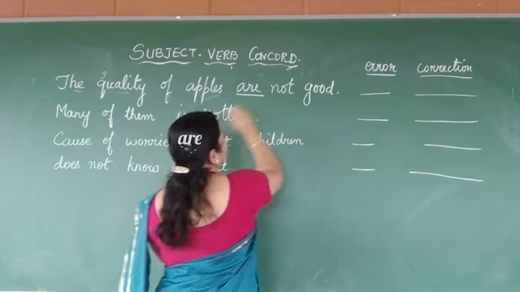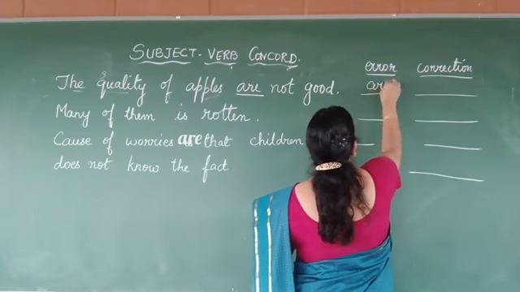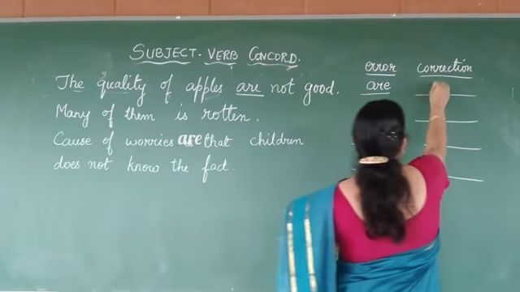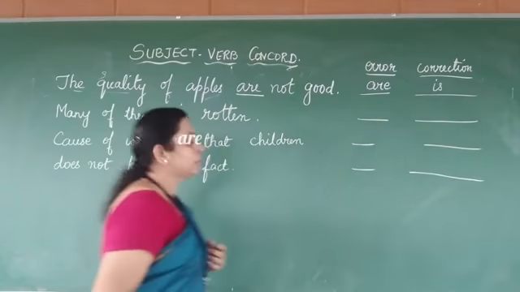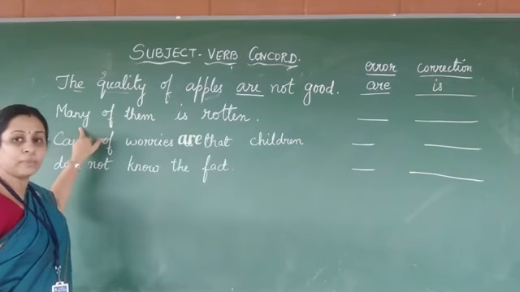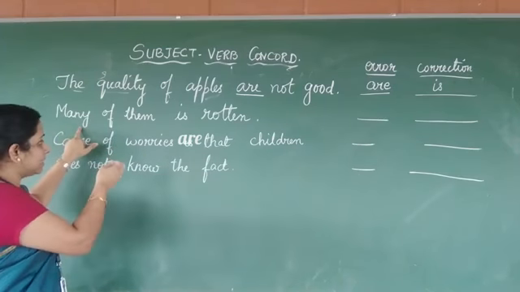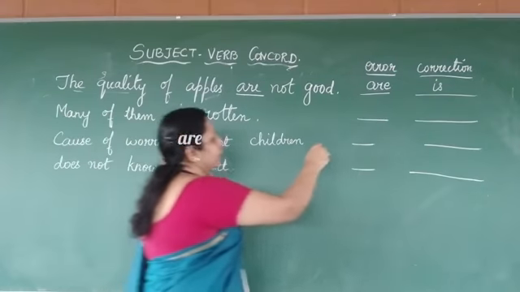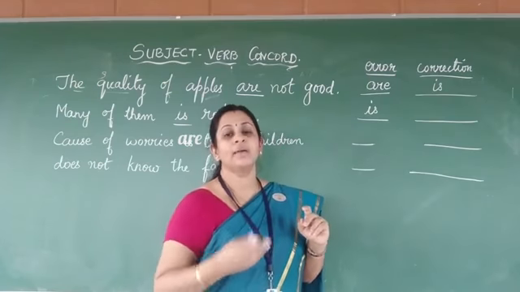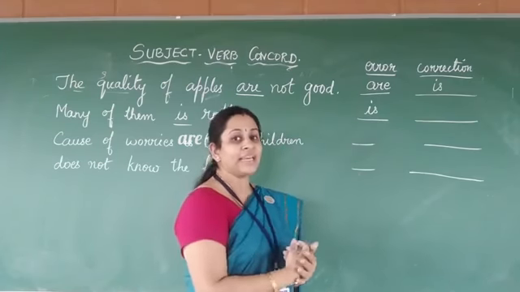R is the wrong one. What should be the correct verb here? The quality of apples is not good. Many of them is rotten. Now we are talking about many. Many of the apples are rotten. So when you start saying the sentence in the correct way, by default you will arrive at the correct answer.